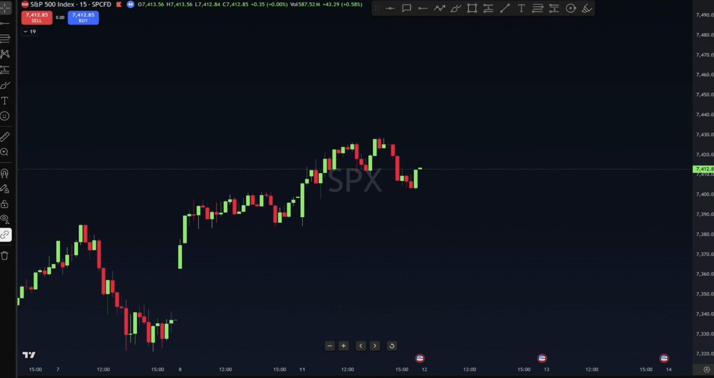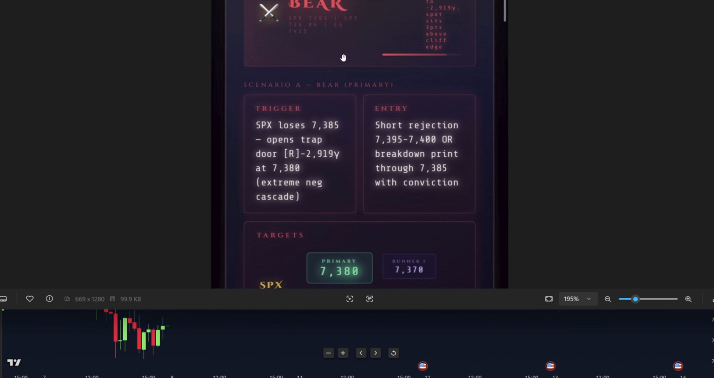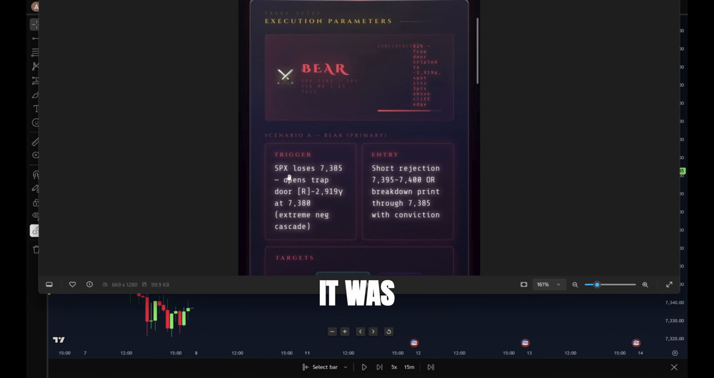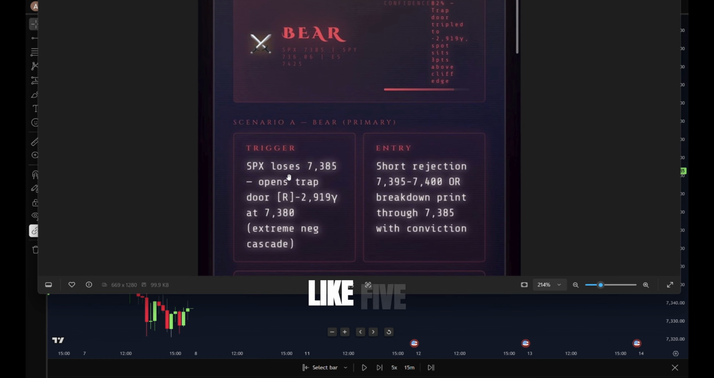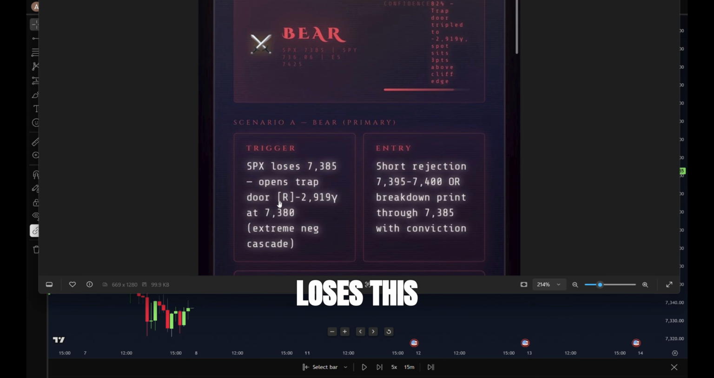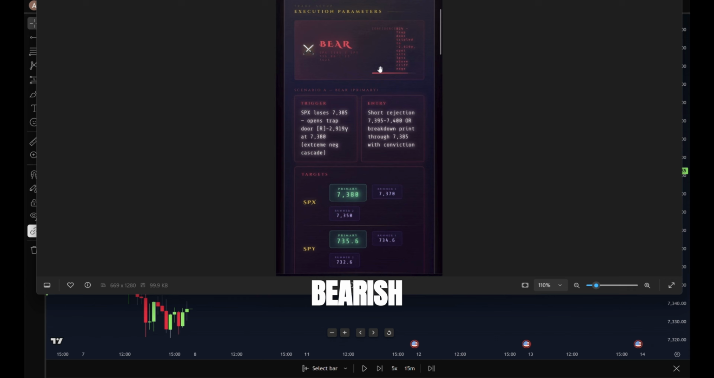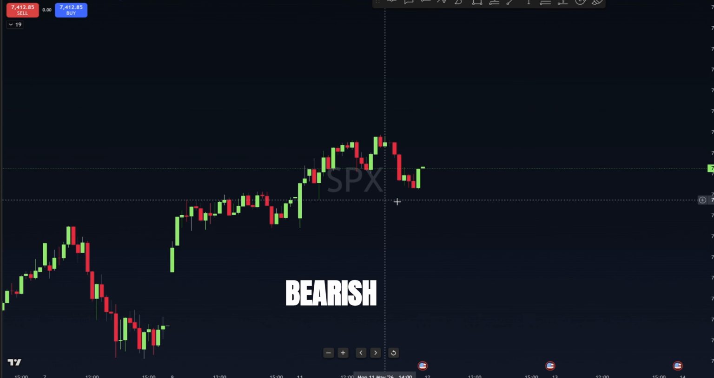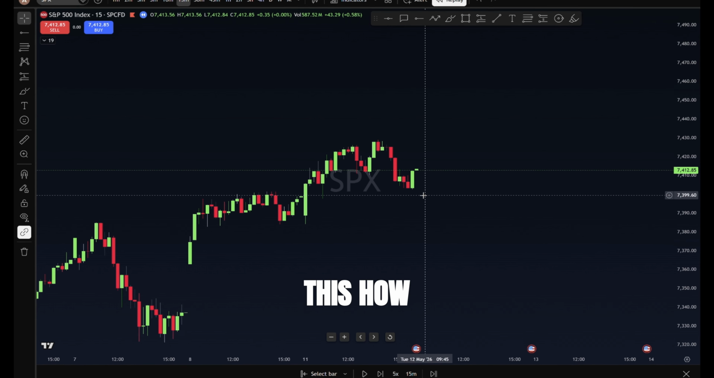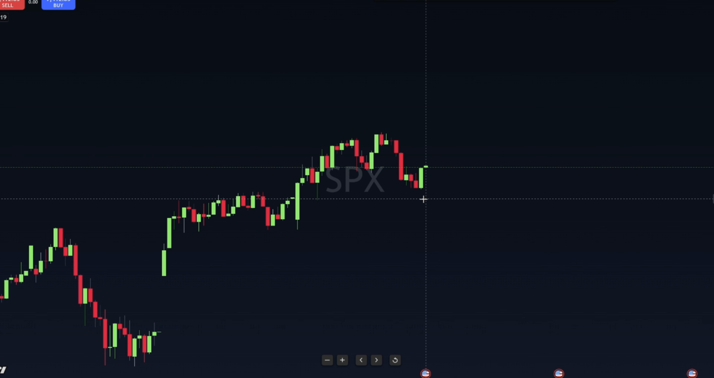So on Tuesday, I think, I don't know what time that was, I think it was around 5, 6, and 7 in the morning, something like that. It was saying if SPX loses this, and basically was showing bearish. I explained how I work ORB, how I use my setup, and I'm gonna show you here again.